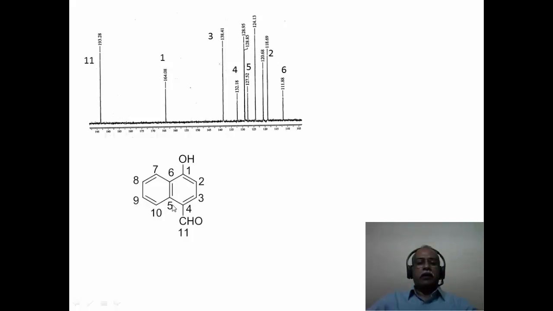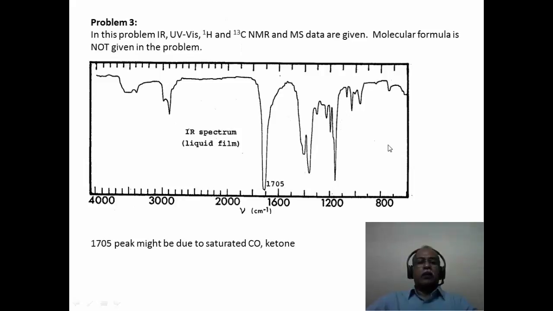It is difficult to precisely arrange which one is 7 and which one is 8 among the peaks. What is important is there are 4 CH carbons in this ring. All the 4 CH carbons are very clearly seen in the carbon-13 spectrum of this particular compound. Now let us move on to problem number 3.